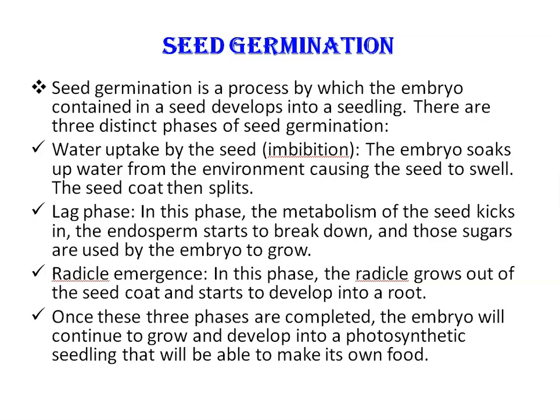Then radicle emergence. In this phase, the radicle grows out of the seed coat and starts to develop into a root. Once these phases are completed, the embryo will continue to grow and develop into a photosynthetic seedling that will be able to make its own food.